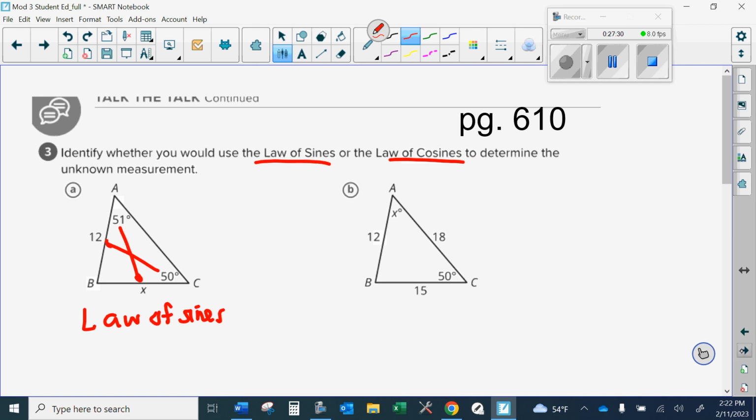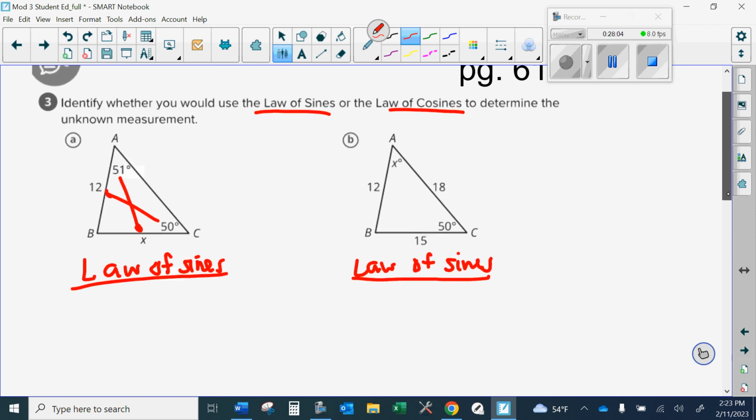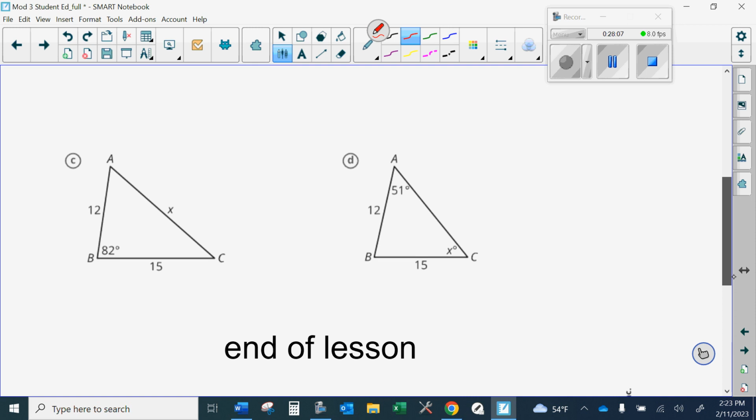Here, again, I have a missing one. Here I could use law of sines because I have 3 of the 4. But also, don't I have 3 of the 4 for law of cosines? I could also technically use law of cosines as well. Okay, but law of sines is the easiest by far. So whenever you can use law of sines, you want to use law of sines. That's just a side note right there. If you can use both, you want to use law of sines. It's much simpler to calculate.